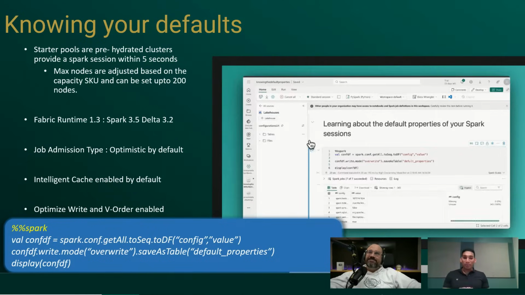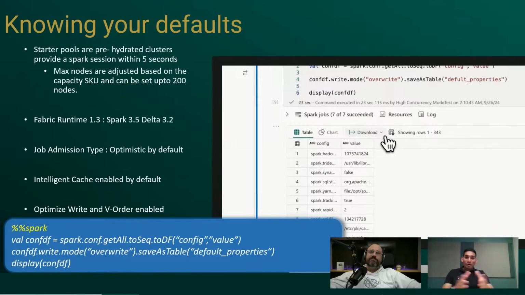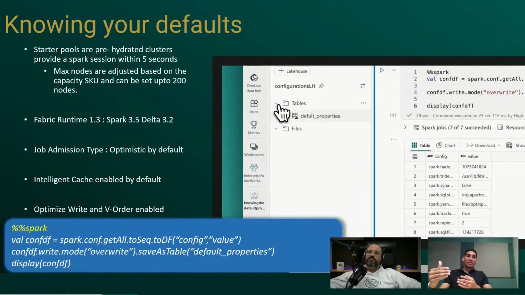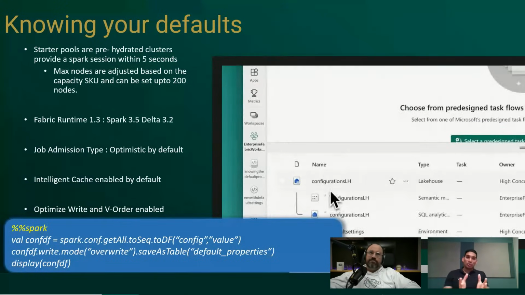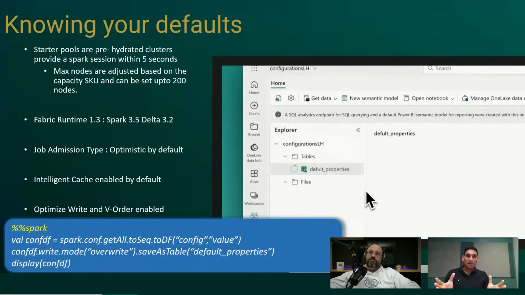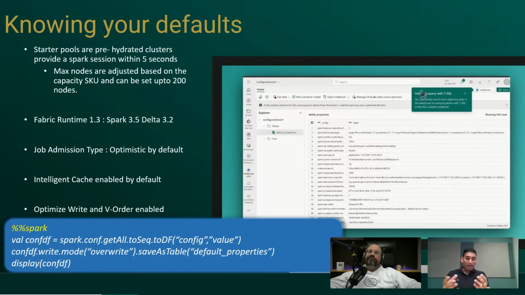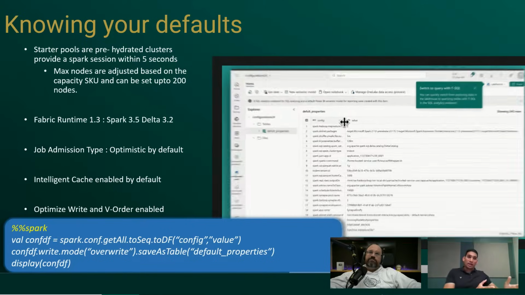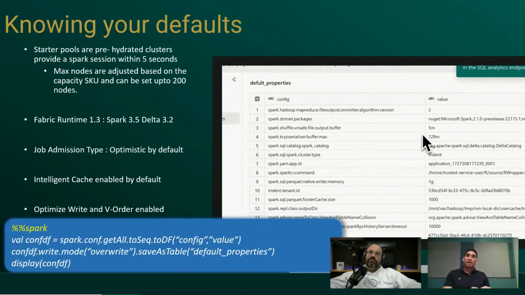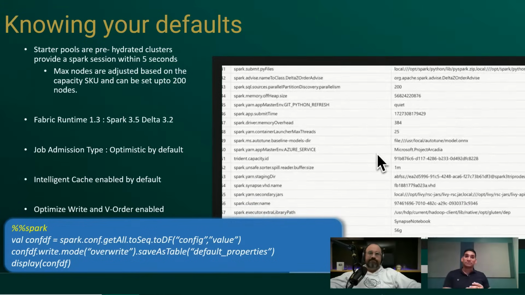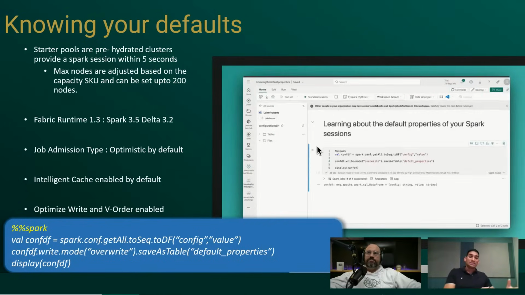And the job admission is going to be optimistic job admission. I'm not going into too much detail, Ashit will be covering this again, but these are going to be an intelligent cache. All of these are enabled by default so that you have the best experience end to end. Optimized write and reorder are also enabled, again offering a better read experience when you're trying to query from engines like Data Warehouse or Power BI.